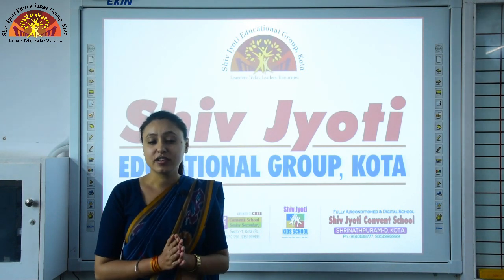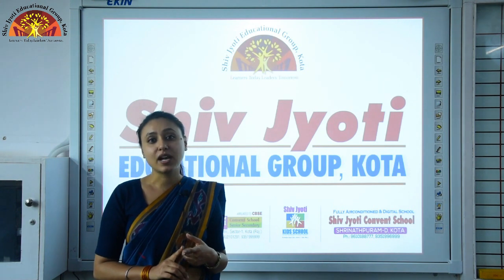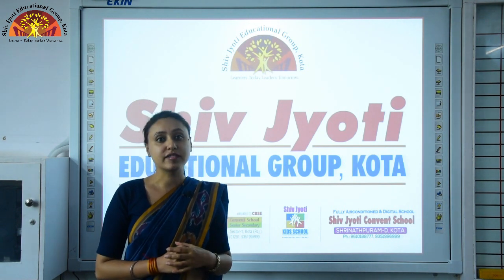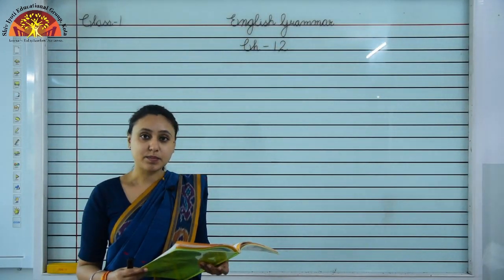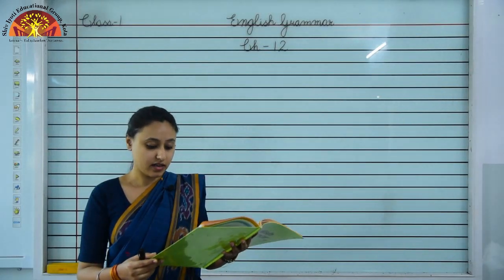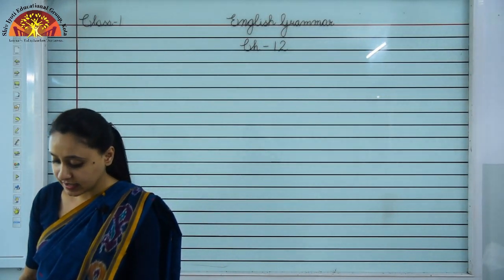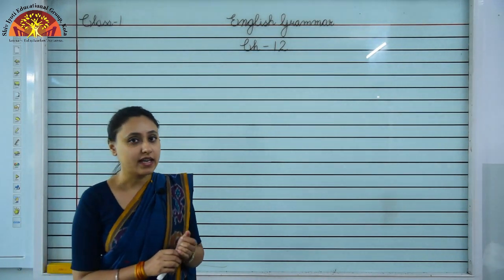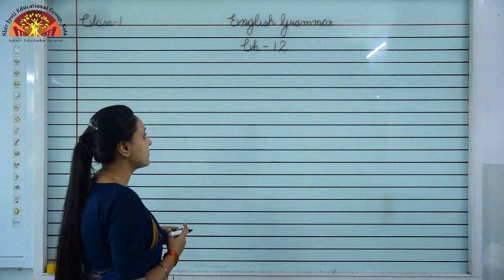Children, today I am here to teach you English grammar. In this we will study chapter 12, A and The, and picture reading, okay? Children, first we will study chapter 12, A and The. So kids, open your book and take out page number 67. Before starting A and The, I would like to explain vowels and consonants, okay.